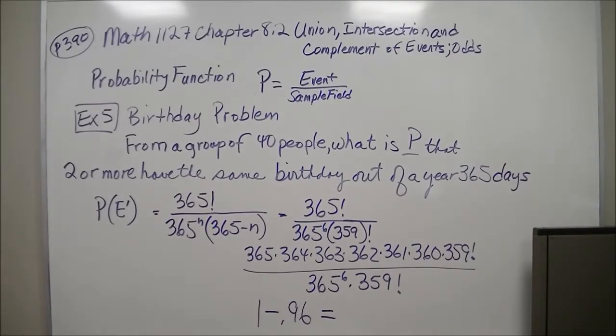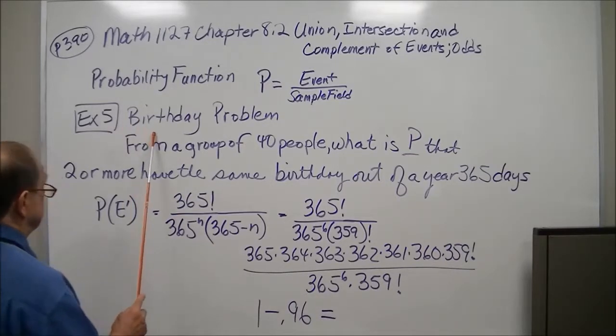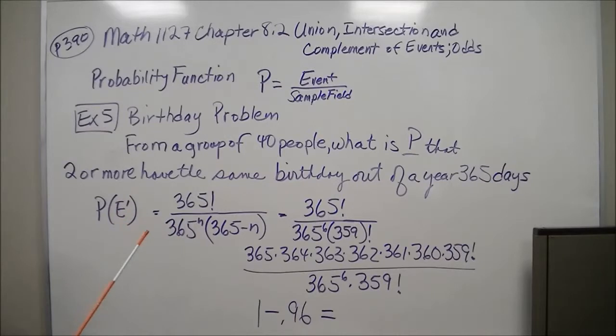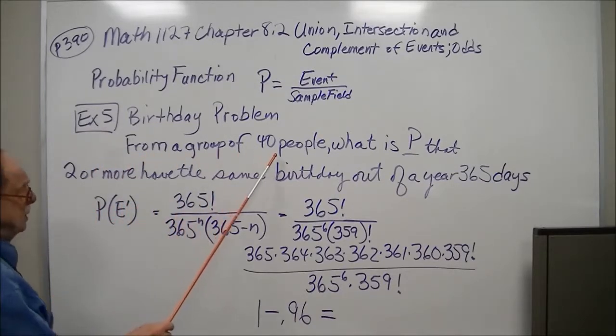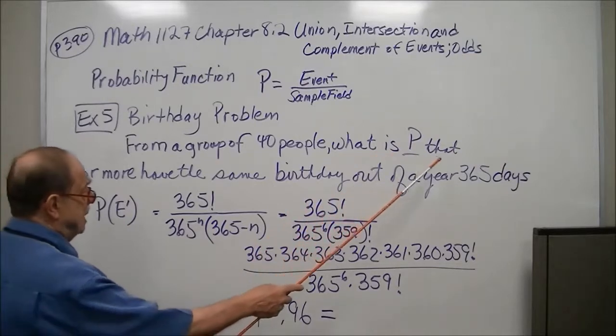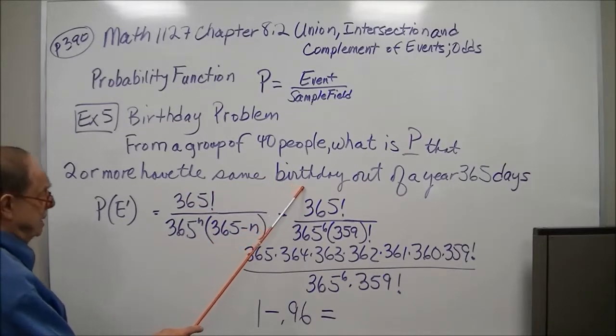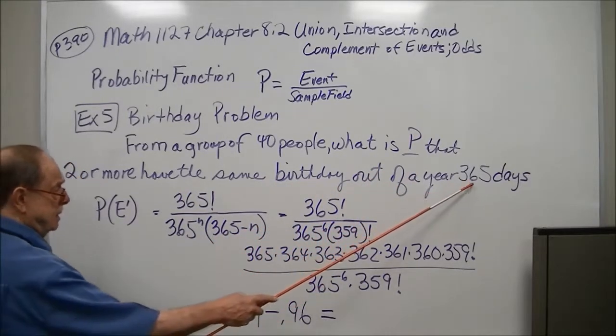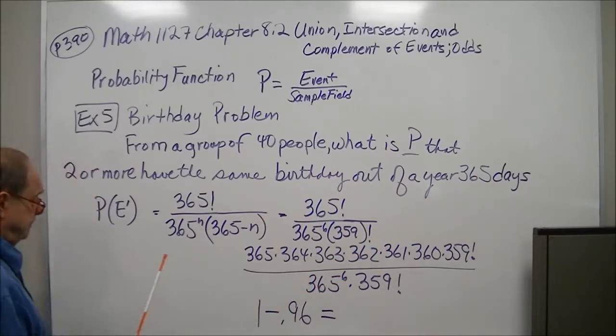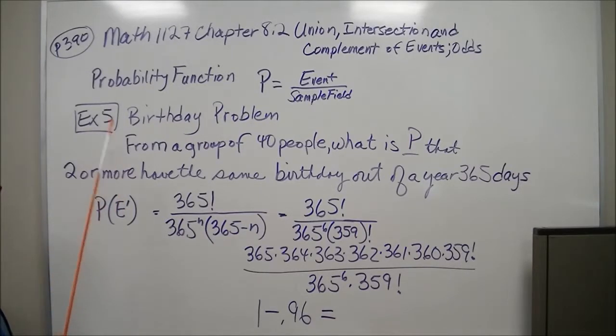Going on to example 5, this deals with a birthday problem. It says, let's say from a group of 40 people, what is the probability that 2 or more have the same birthday out of a year that contains 365 days? Well, again, this is another example where the complement of what you are looking for is a little easier to figure out. And they do have lots of calculations in your textbook on page 390 that goes over this.